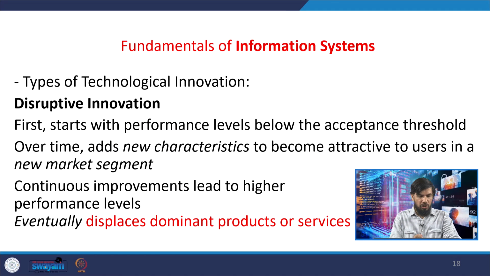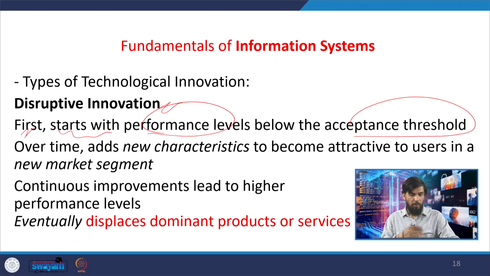Then the next is disruptive innovation, and this is more serious, more important. What happens here is it first starts with performance levels below the acceptance threshold, right. There might be some innovation, some product, some service idea, some innovative feature, and initially the performance level, if it is a disruptive innovation, will not be up to the mark, so it will be below the acceptance threshold.